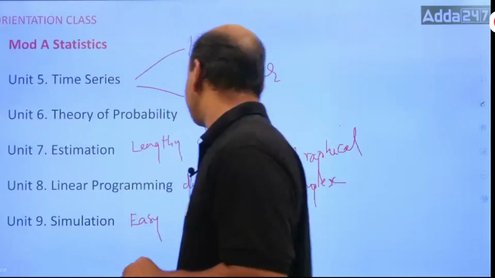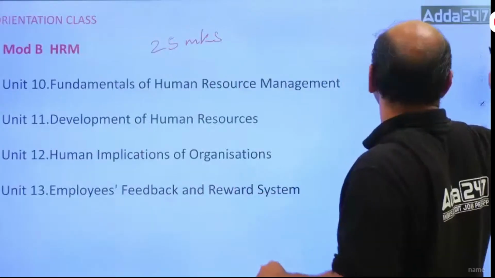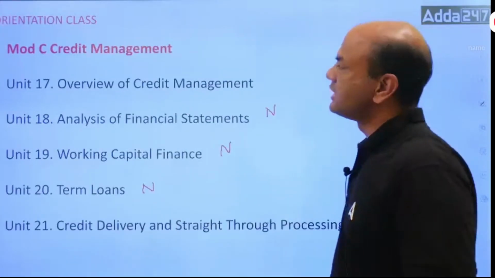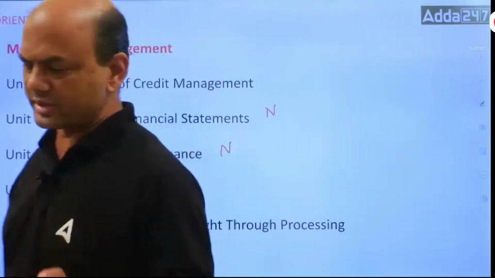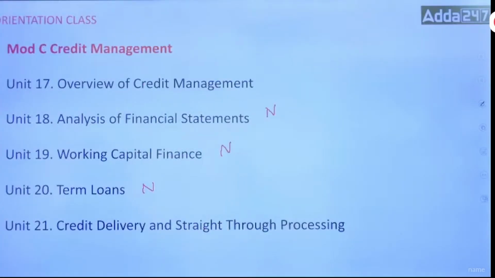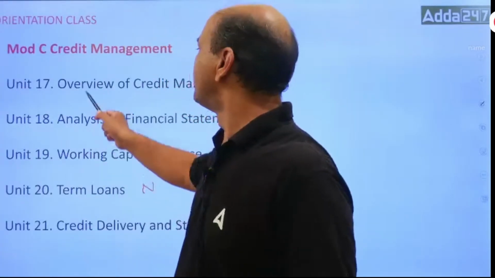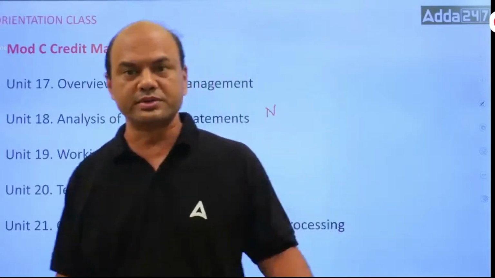Next, module B is HRM. It will be taken by Suprama ma'am. C, I'll be taking again. We'll be starting with C now. First, our topics will be C. A, I'll be taking later. In C, overview of credit. This C is totally related to loans, corporate loans.